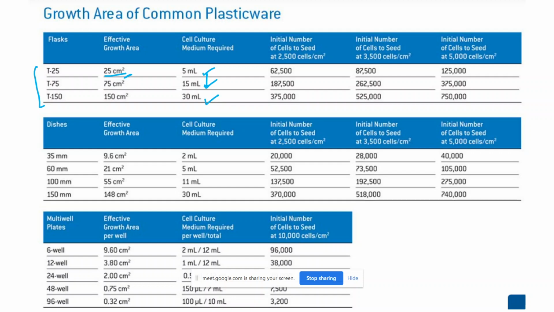The same is with dishes. By dishes, I mean those circular plates. As you saw in the previous diagram, the dishes are also different. They are of different sizes depending on their effective growth area, and depending on that, the volume of cell culture medium required will be different. Same goes for 6 well plate, 12 well plate, 96 well plate.